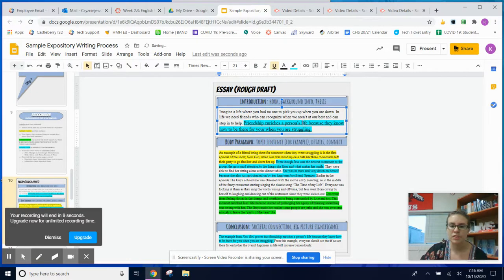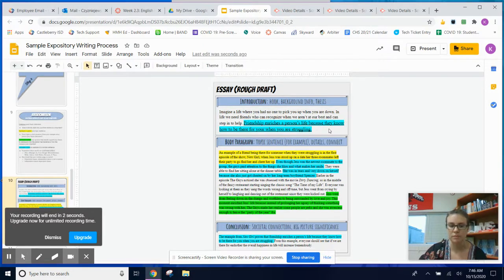Okay. Friendship enriches a person's life. That is an independent clause. Because they know how to be there for you when you're struggling is a dependent clause. So there's my complex sentence.